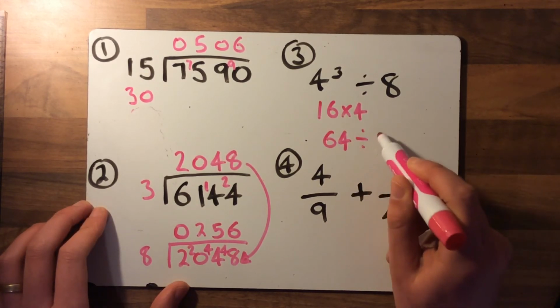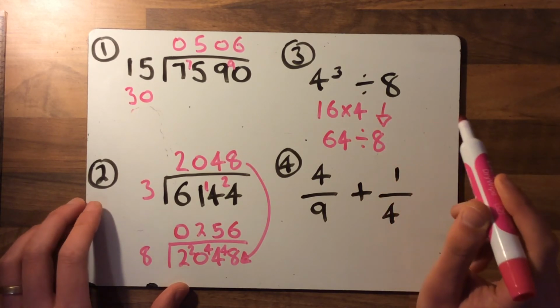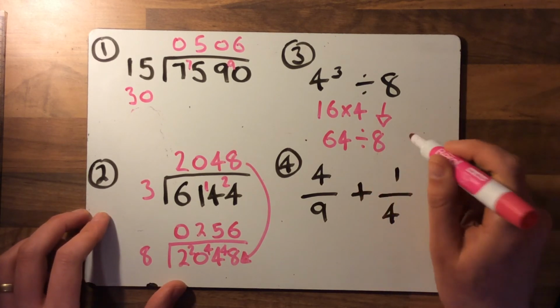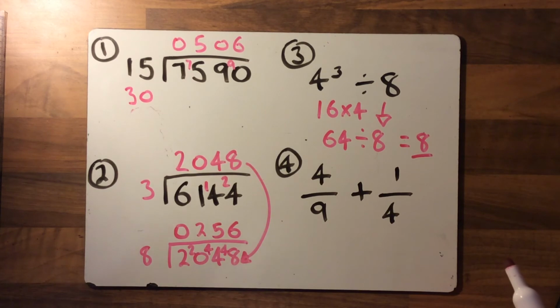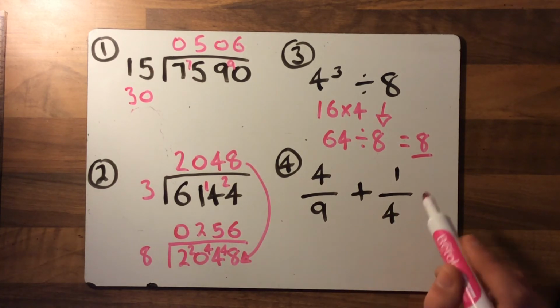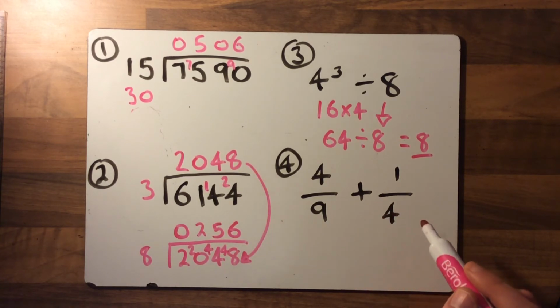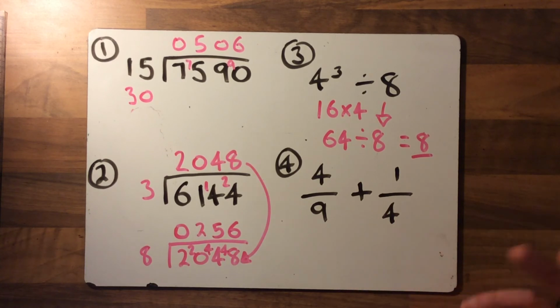64. Then 64 divided by 8. This is what comes down. 64 divided by 8. We know 8 times 8 is 64. So 64 divided by 8 is 8. There's your answer. Okay, so let's move on to number 4. 4 9ths add a quarter. Now we can't add these fractions at the moment because the denominators are different. What would we put as the denominator in the answer? Would it be 4 or 9, something in between?